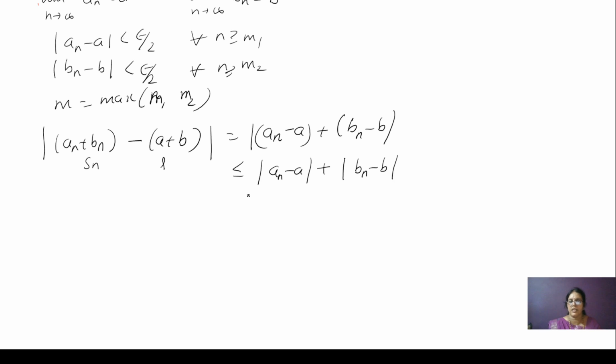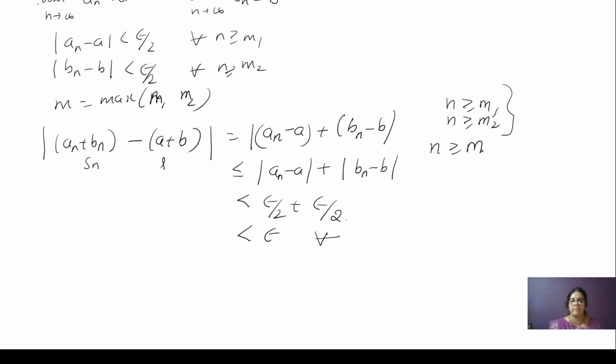And we have seen that this is less than epsilon by 2 and this is also less than epsilon by 2, which is less than epsilon. This is for every n greater than or equal to m1, and the second one is true for every n greater than or equal to m2. So both together are true for every n greater than or equal to m, because m is the maximum of m1 and m2.